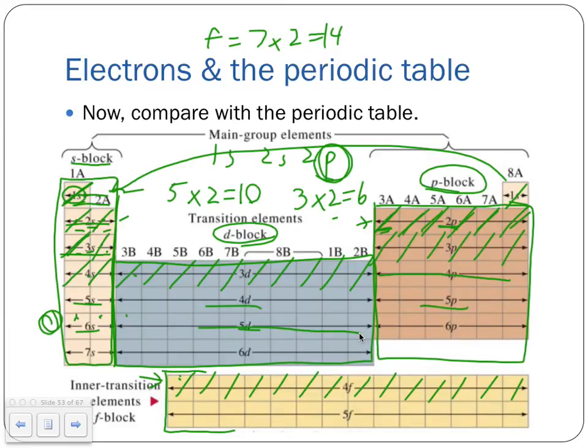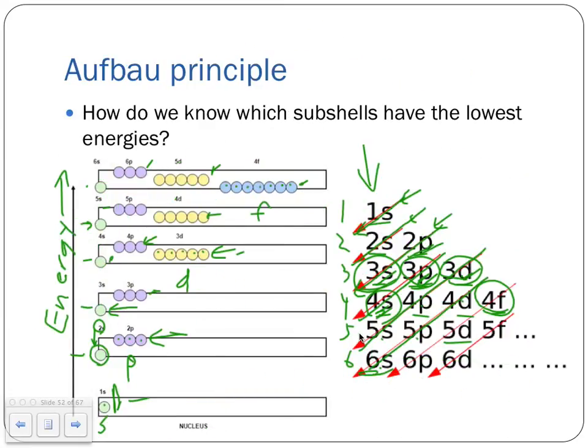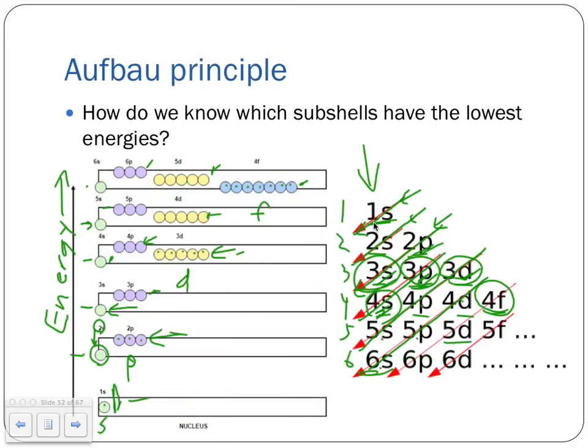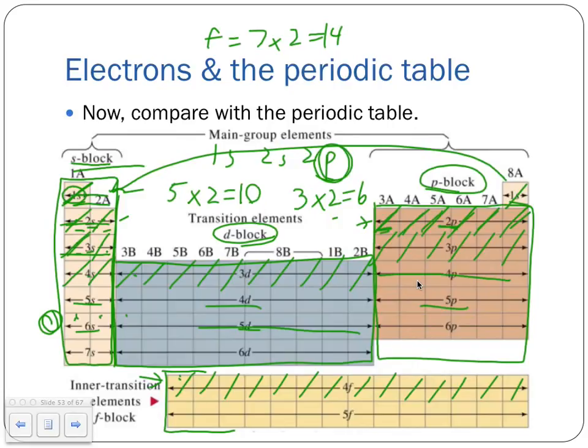If in some other universe, instead of filling up 1s, then 2s, then 2p, it went 2p, then 1s, then 2s, or something like that, which would not be possible, then we would expect to see a block of 6 start off the periodic table, and then a block of 2. And it's 2 and 2 and 6 because it goes s, 2 electrons, s, 2 electrons, p, 6 electrons, s, 2 electrons, p, 6 electrons, and so on and so forth. So it goes 2, then 6, then 2, then 6, and so on.